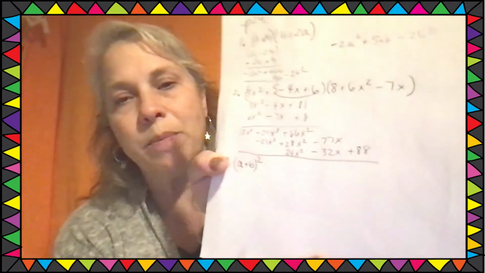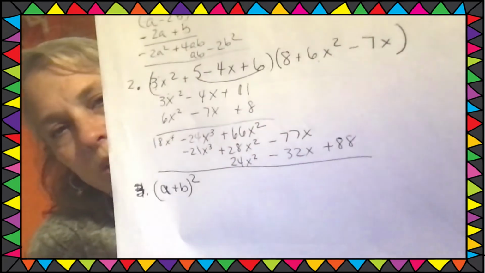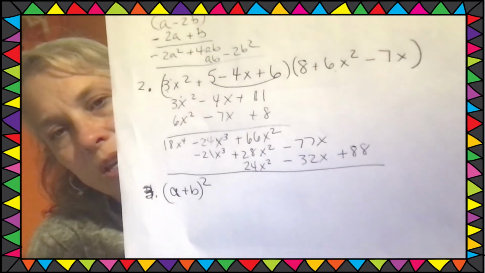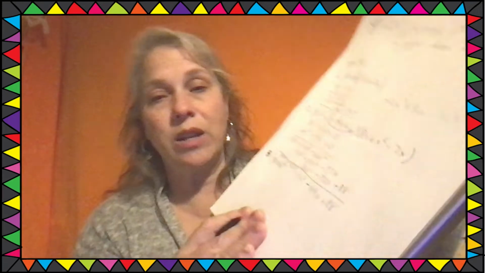And now I can combine like terms. If you notice, I put only like terms underneath the like terms. So now I can combine them. All right, so I'm going to go 18x to the 4th minus 45x cubed. And then I'm going to add 18. 10 plus 8 is 18. 6, 7, 8, 9, 10, 11. So 118x to the second. And then they're both negatives, negative 77x and negative 32x. So it's negative 109x plus 88. So I believe that is the right answer.